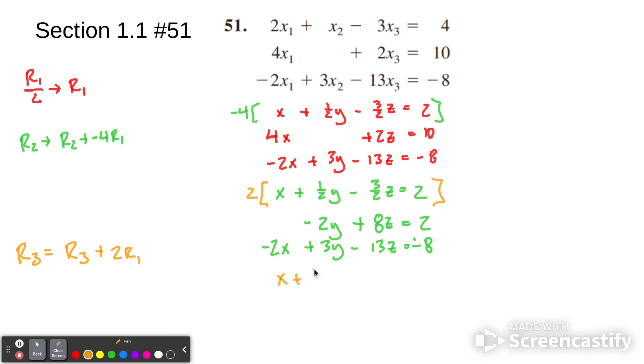So we have x plus 1/2 y minus 3/2 z is equal to 2. We've got negative 2y plus 8z is equal to 2. Now we're going to distribute that across. Positive 2 times that, add those together, that's going to give me 0x. Positive 2 times 1/2 gives me 1, and 1 plus 3 is going to be 4y. Positive 2 times negative 3/2 is going to give me negative 3, and negative 3 and negative 13 is going to be negative 16. Positive 2 times 2 is going to be positive 4, plus negative 8 is going to give me negative 4.